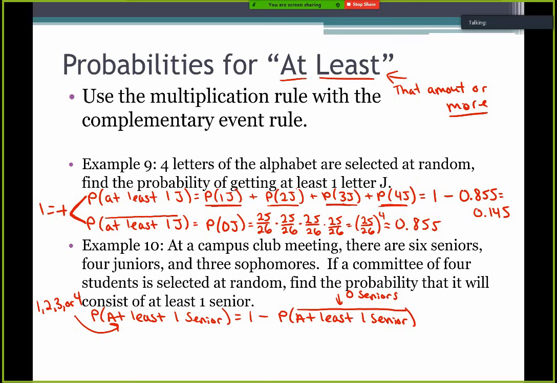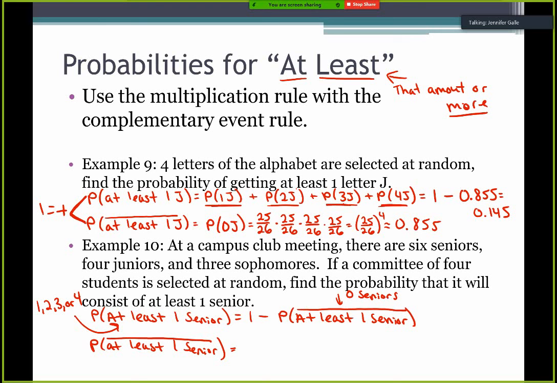So instead of worrying about at least 1 senior, which means 1, 2, 3, or 4 in this case, I can think about the complement, which is the thing that's not included, which is the case of 0 seniors. If I add the complement to the event, if I add those probabilities, I get 1. That's why I can do the 1 minus. So the probability of at least 1 senior, the complement, I want to make sure I write that out so you can see my work on there. So the complement of that, so we're talking about 0 seniors. We don't want any seniors.